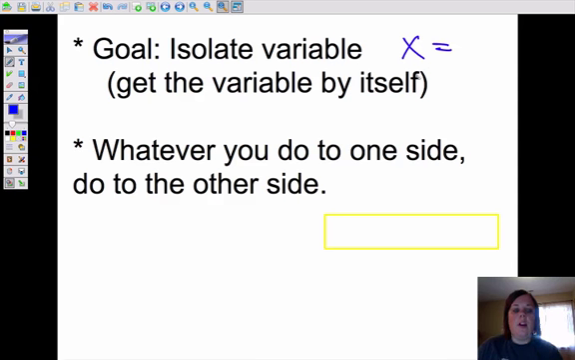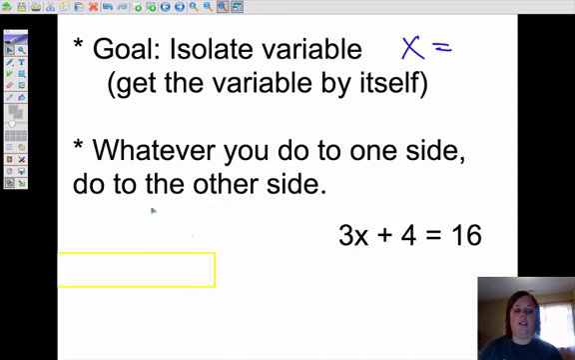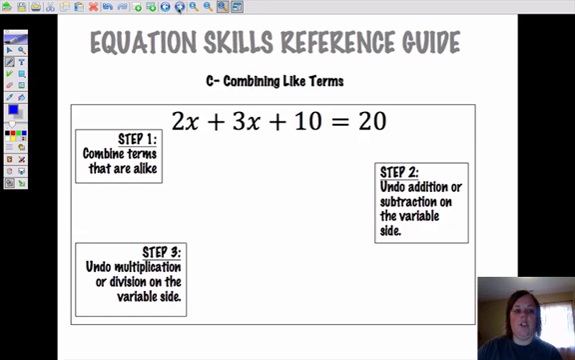And then just remember that whatever you do to one side of an equation, you have to do to the other side to keep things balanced. So the way that I remember this is I think of my equal sign as the balancing point, and I remember that whatever I do to one side, I have to do to the other side. So let's go ahead and solve the examples on your reference guide.